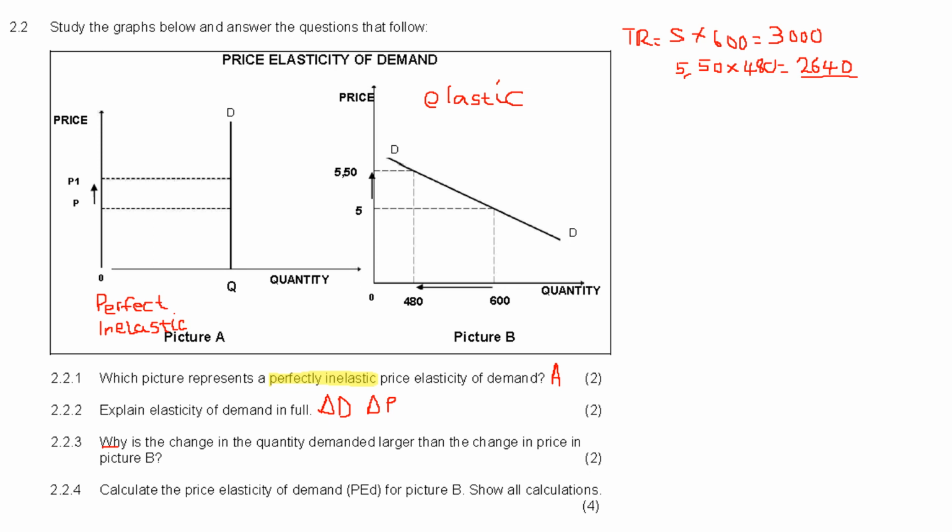It says calculate the price elasticity of demand for picture B. So you are supposed to calculate for picture B, and in your calculations you are required to show all the calculations. Okay, so our question is 2.2.4, that's the one that we are doing now. So we are saying the price elasticity of demand.